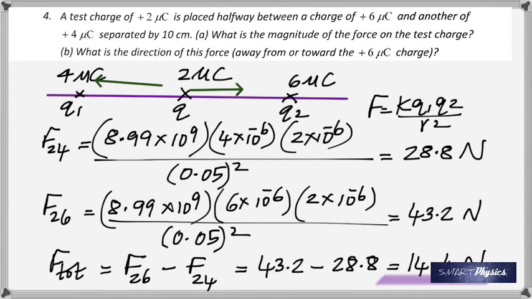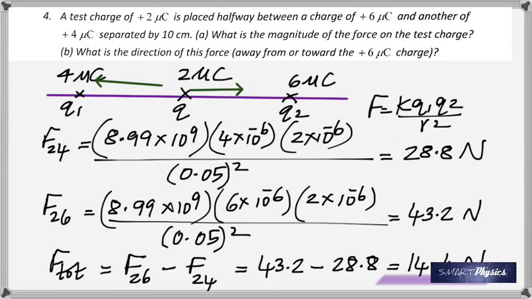There is a B part to this question. The B part is, what is the direction of this force away from or toward the 6 microcoulomb charge? What's your answer? Away. Why? Because which force is bigger? Isn't this force bigger? Yes. So when you take the difference, you're taking a bigger one, take away the smaller one, so you're going to have something remaining in this direction.